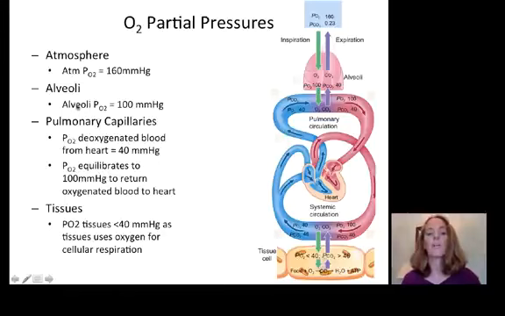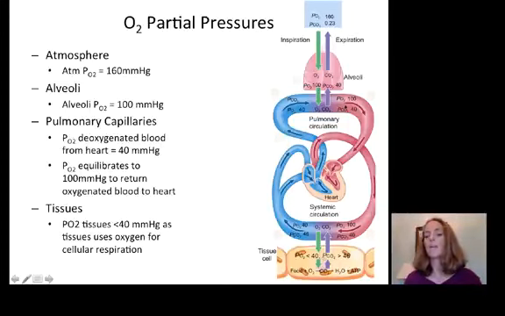The oxygen should go from the alveoli to the blood, because that's the goal, right? The blood wants to pick up the oxygen. The alveoli should deliver oxygen to the blood. So we're going to go from 100 to 40, and that's high to low. So the alveoli are going to diffuse oxygen into the pulmonary capillaries. The pulmonary capillaries are then going to equilibrate such that the blood leaving the lungs is now this same value of 100 millimeters of mercury. So the PO2 equilibrates to return oxygenated blood now to the heart and out to the body.